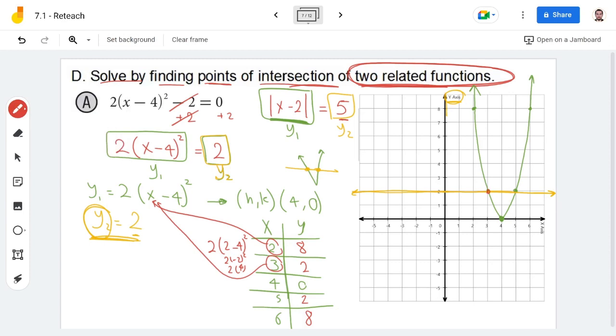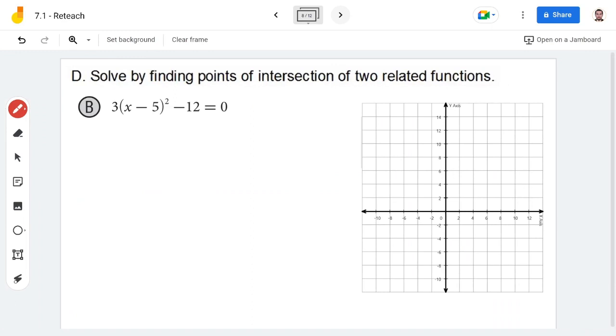So the first intersect is here. This one represents the point 3 and 2. And what's the intersect here? It's 5 and 2. Now, if I ask you what's the intersection, which is the x's, the first x is equal to 3, the second x is equal to 5. So now these are my answers, these are my intersects.